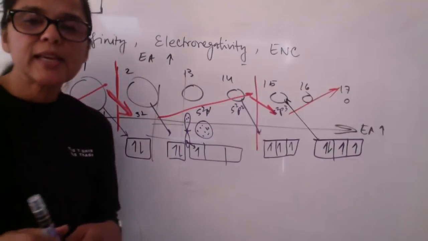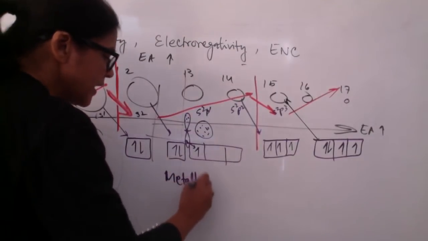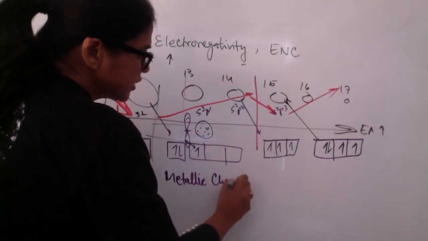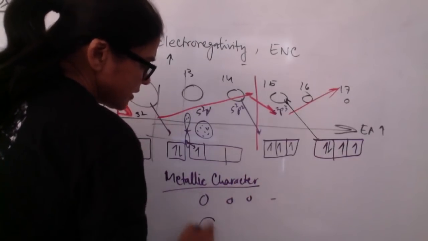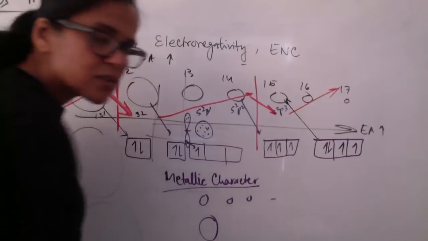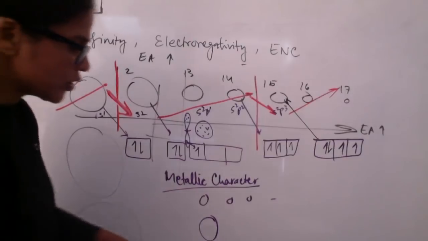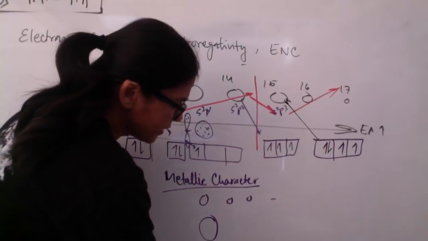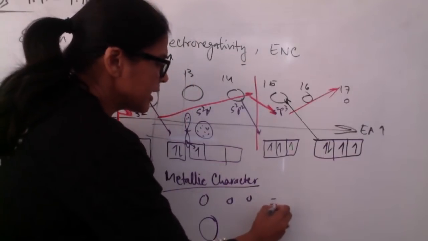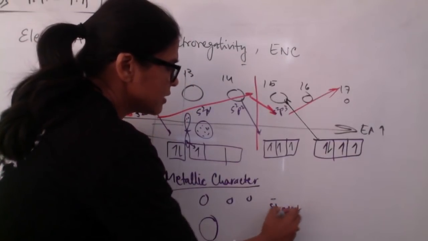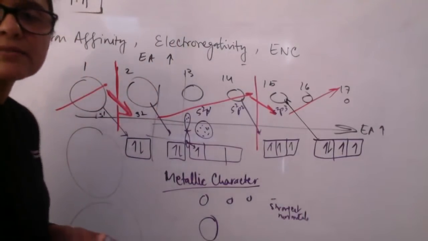So the last bit is metallic character. And metallic character is the ability to lose an electron. And as you can see, it will be guided by the size of the atom. The larger the atom, the easier it is to lose the electron. So your strongest metals will be bottom left of the periodic table, and your strongest non-metals will be top right of the periodic table, due to the size.